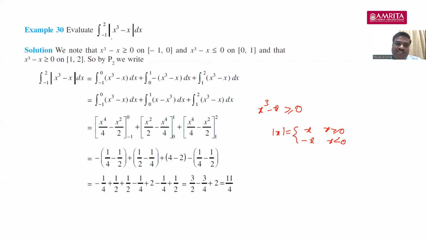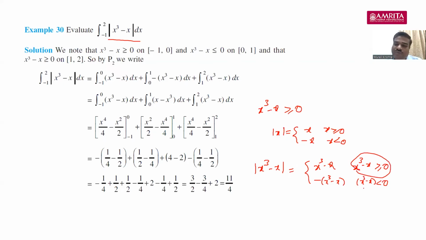Now here our integrand is the modulus of x cube minus x. As per the modulus expansion definition, this is equal to x cube minus x when x cube minus x is greater than or equal to 0, and negative of x cube minus x when x cube minus x is less than 0. So you need to find for what x values this is positive and for what x values this is negative. If you find that, then you can split this integration.